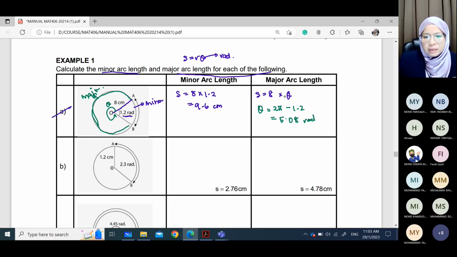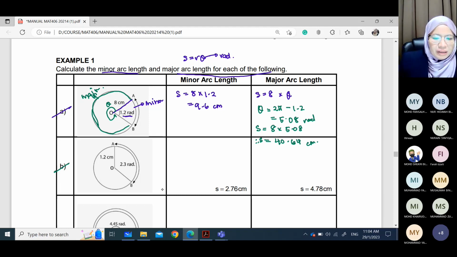Okay, so therefore measure arc length here is 8 multiplied with 5.08 radian. So the answer here is 8 darab 5.08. So dia punya length adalah 40.64 cm. Okay, so ini adalah measure arc length yang merah ni. Yang hijau. Okay, boleh?